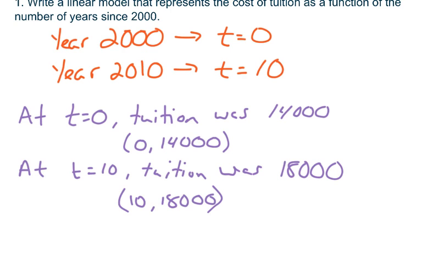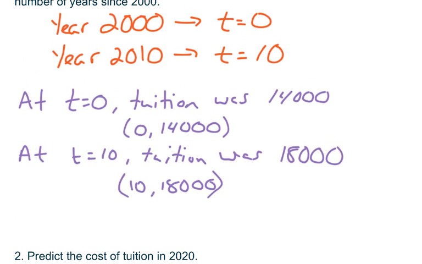Once we have our two ordered pairs, we're really doing the same thing that we've been doing this entire video, this entire section. We need to find the slope, and then we need to find the y-intercept. I'm kind of running out of room here, so let's try to write a little smaller. m is equal to, so we got our 2 points. I'm going to go this way. So it's going to be 18,000 minus 14,000 all over 10 minus 0.